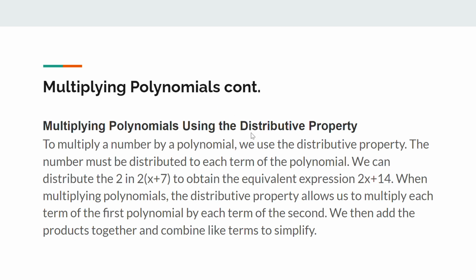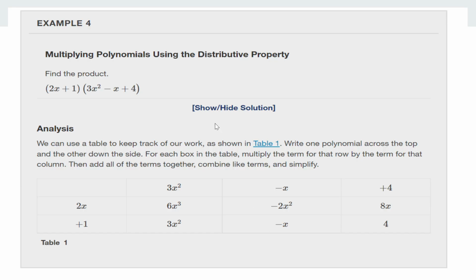Multiplying polynomials using the distributive property. To multiply a number by a polynomial, we use the distributive property. The number must be distributed to each term of the polynomial. We can distribute the 2 in 2(x plus 7) to obtain the equivalent expression 2x plus 14. When multiplying polynomials, the distributive property allows us to multiply each term of the first polynomial by each term of the second. We then add the products and combine like terms to simplify, like this one here.